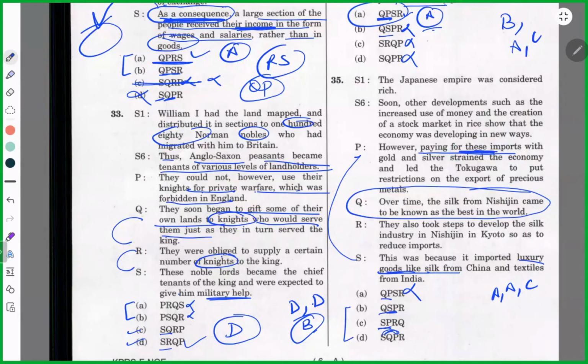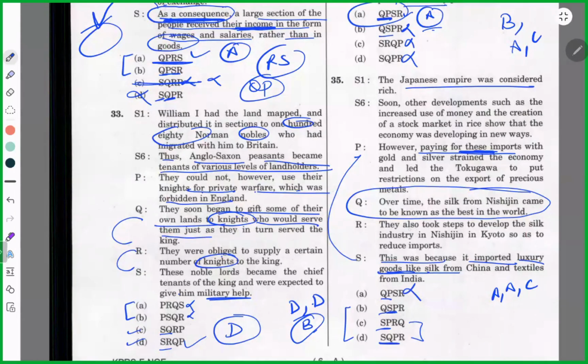Starting with Q, again we will verify, starting with Q and SP. Then R: they also, however, paying for these. Starting with Q, over time, see, they said, this is because, wait, the Japanese empire was considered rich. This is because, okay, this could be the reason for something, that is why the Japanese empire became rich. This is because it imported luxury goods like silk from China and textiles from India. Okay, interesting. So let us try with S, where SP is the pair.